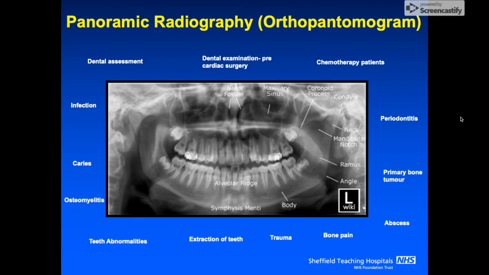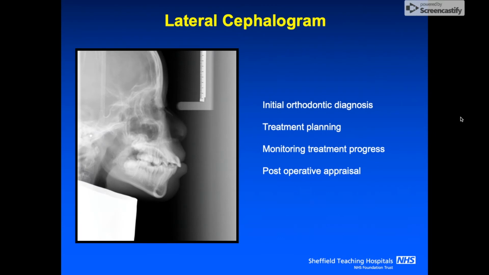Reasons for OPG requests include dental assessment, dental examination pre-cardiac surgery, chemotherapy patients, periodontitis, and primary bone tumour, detection of abscess, if there's bone pain, any trauma, extraction of teeth, detection of any teeth abnormalities, osteomyelitis, detection of caries, the detection of an infection, lateral cleft.